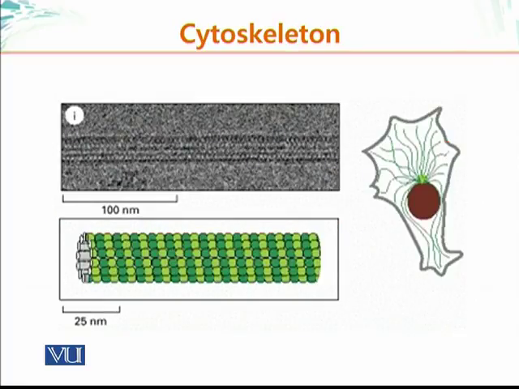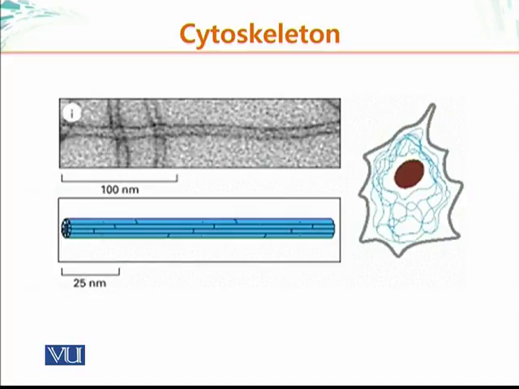The next cytoskeletal element is the microtubules. They are hollow cylinders made up of tubulin subunits. We'll have a lot more to say about tubulin subunits later on, but I would like to point out that they have a 25 nanometer diameter, so they are much thicker than actin filaments. They are generally attached to a microtubule organizing center, or centrosome, and almost all microtubules emanate from this microtubule organizing center in most cells.